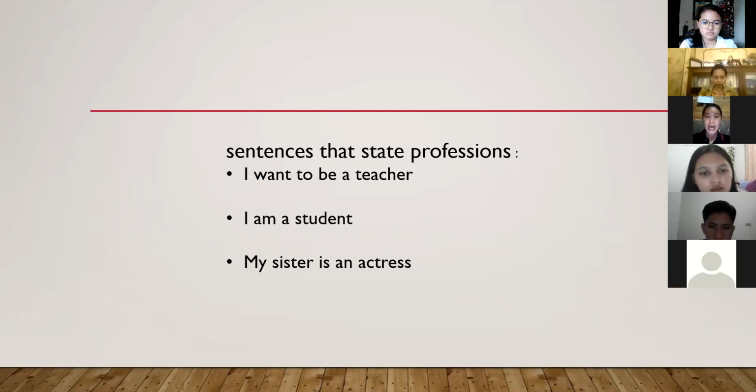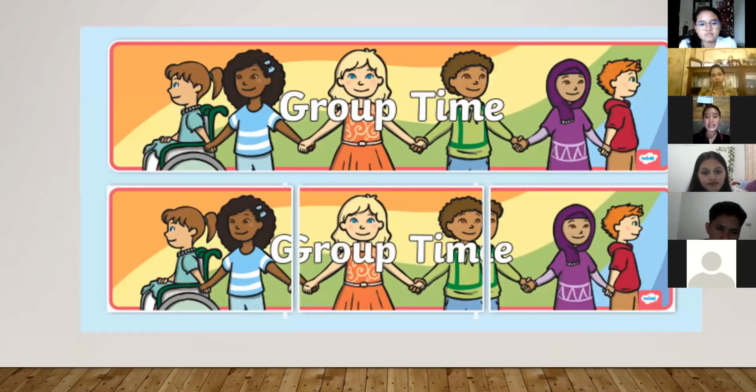The first, I want to be a teacher. The second, I am a student. And the last, my sister is an artist. Okay, for better understanding, let's try to play a game. I will make you three groups. The first group is Eddie, Dwi, Dewa. The second group is Dimas, Nita, Dika. The last group is Satyadi, Widya, Nadia. Okay?